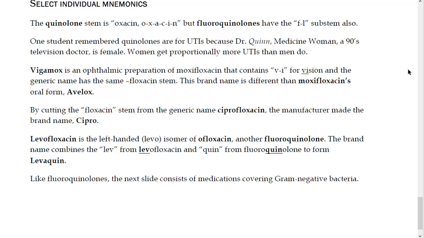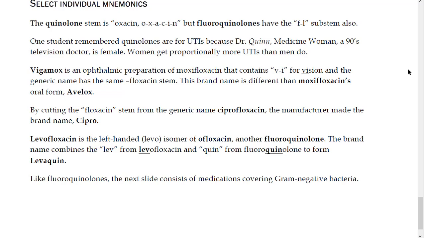Vigamox is an ophthalmic preparation of moxifloxacin that contains the VI for vision, and the generic name has the same floxacin stem. The brand name is different than moxifloxacin's oral form, Avalox. By cutting the floxacin stem from the generic ciprofloxacin, the manufacturer made the brand name Cipro.